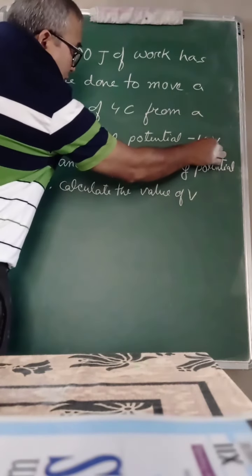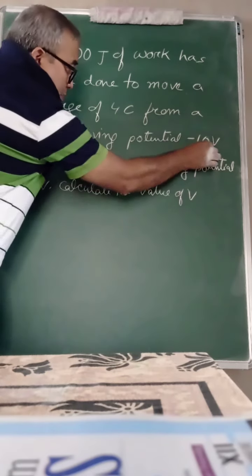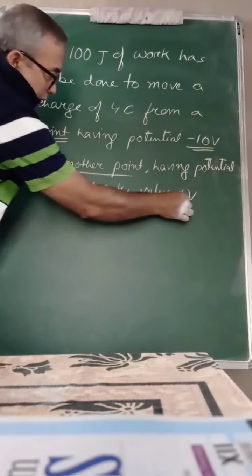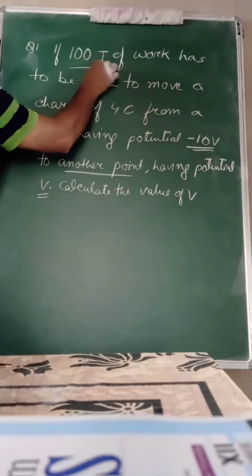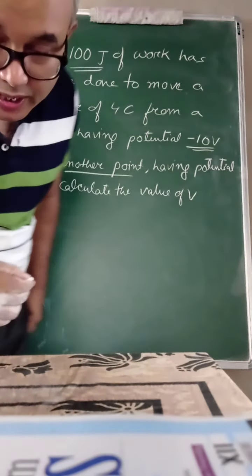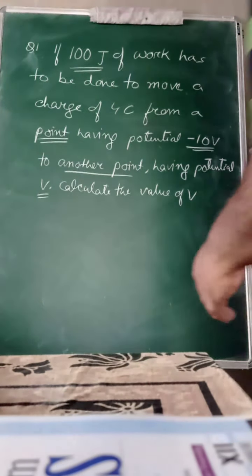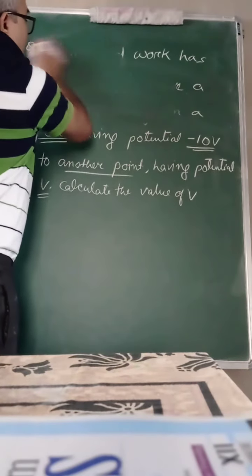What is the first point? So this is the first point, having potential minus 10 volt. This is the second point of unknown potential. And how much work has to be done? 100 joule of work has to be done. So therefore, we have to calculate the value of V.